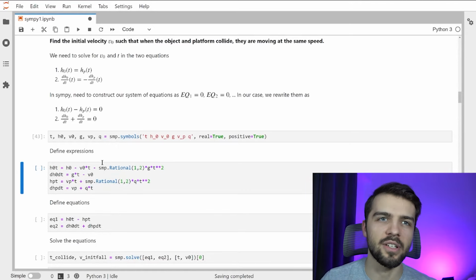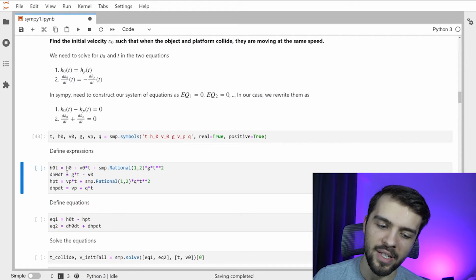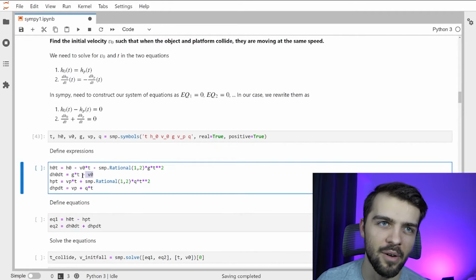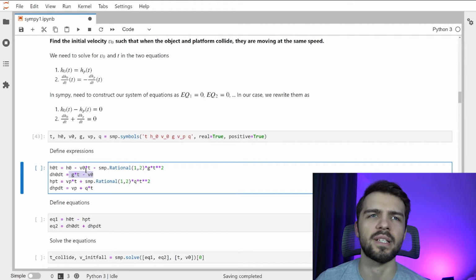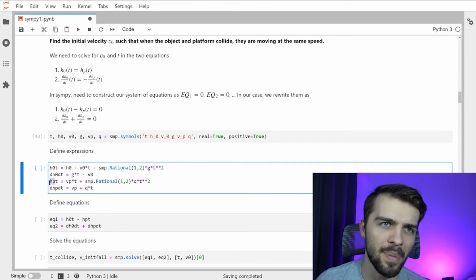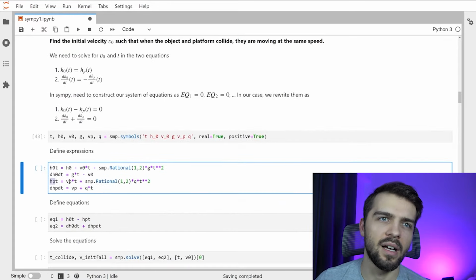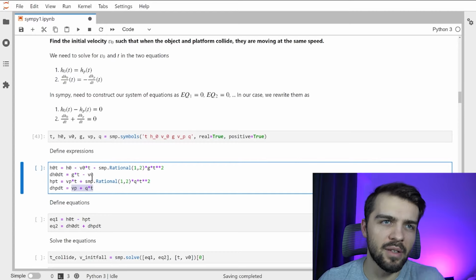So again, good practice here. Times g t squared, the derivative. Of course, I'll show how to take derivatives in SymPy in a bit, but for now, it's just the derivative of this expression. So take the derivative with respect to time. I get g t minus v naught, and same thing with h p. That's the function of the platform. Again, I just substitute the expression here and the velocity of that.